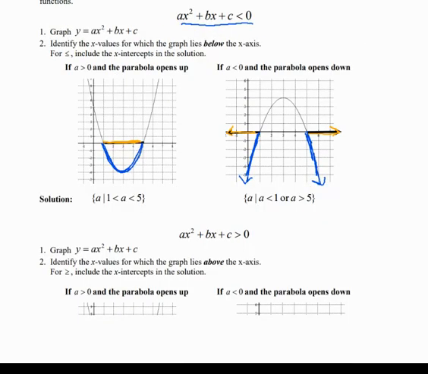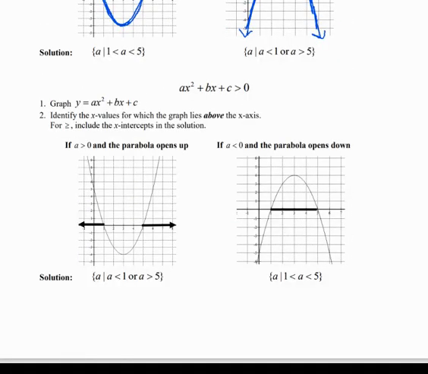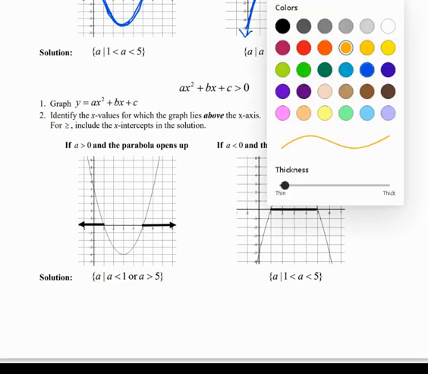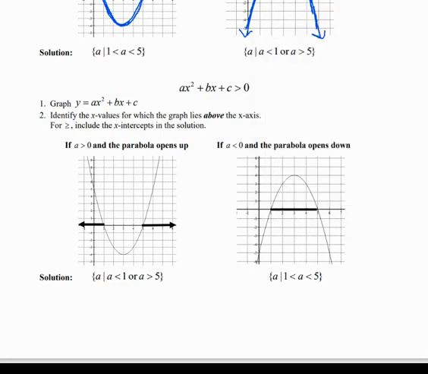The same thing goes if I wanted to talk about being greater than 0. If I'm greater than 0, then instead of looking below the x-axis, I'm looking above. So I care about being in that positive range area and which x values correspond with that. Or in the second one here, being positive is above the x-axis, so I'd be focusing on the x values that correspond with the blue.